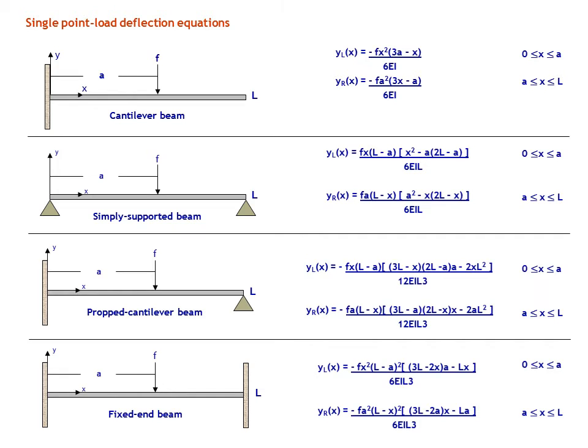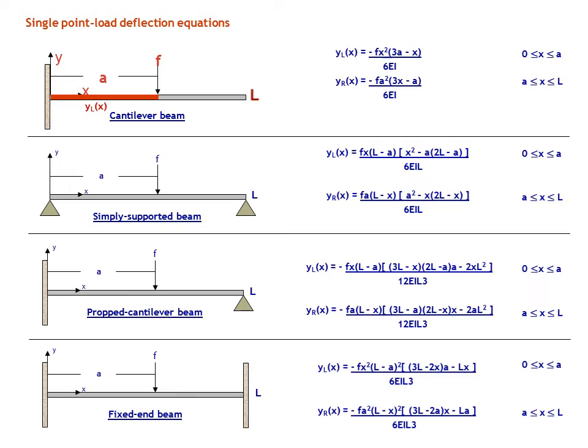To start with, we'll look at the single point load deflection equations for the four beams we're interested in: a cantilever beam, a simply supported beam, a propped cantilever beam, and a fixed end beam. Each beam is of length L and has a single point load of magnitude F, situated a distance a from the origin, which is at the left-hand edge of the beam. The coordinate system is such that y is positive upwards and x positive to the right.